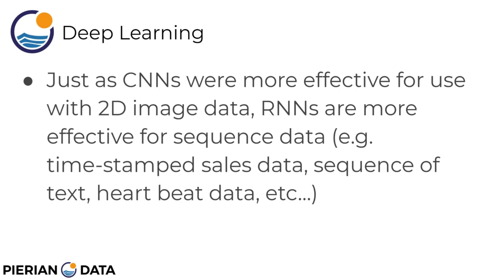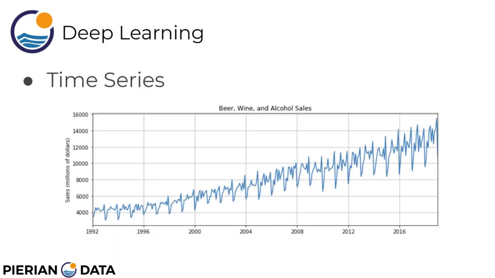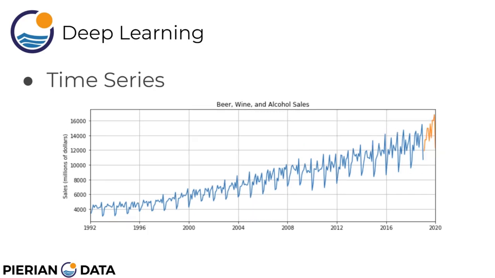And sequence data can be anything like timestamped sales data, sequence of text, heartbeat data, etc. Basically, data that is expected to come in a certain order. So, a really common example of this could be a time series. Here we can see beer, wine, and alcohol sales in millions of dollars throughout time. And later on, we'll see how we can use specialized recurrent neural networks to actually forecast into the future.